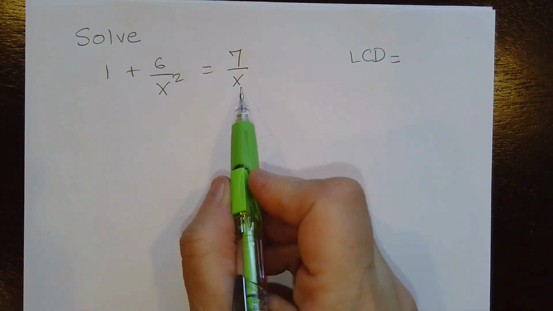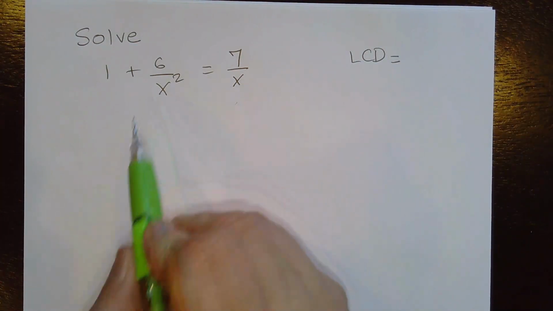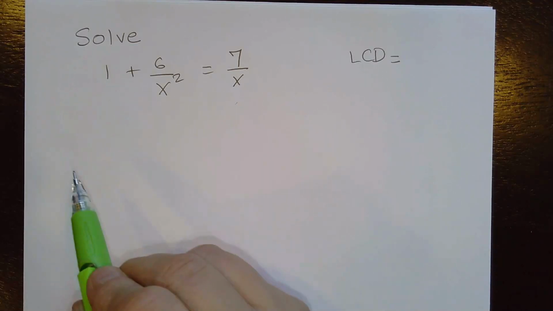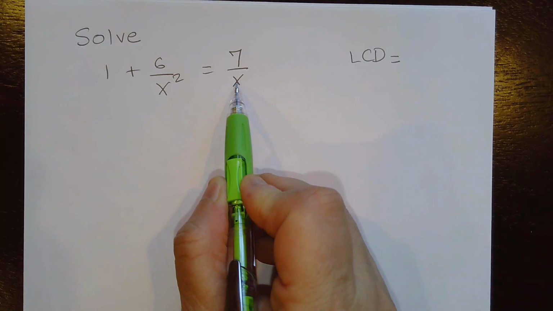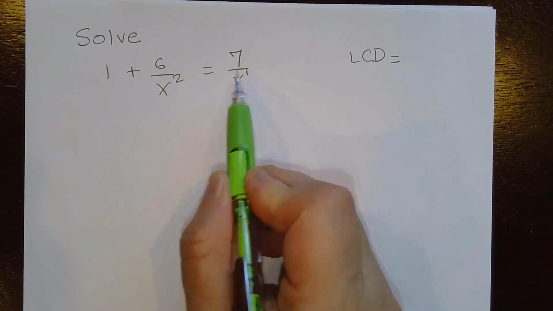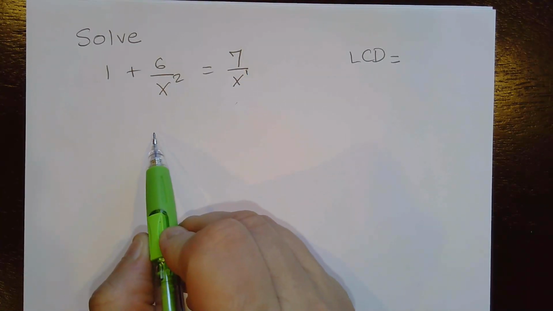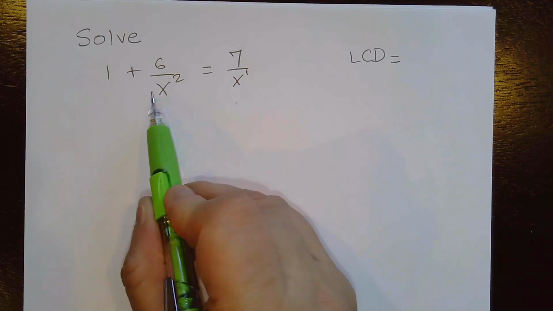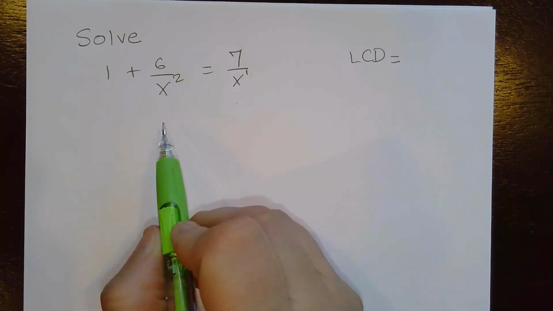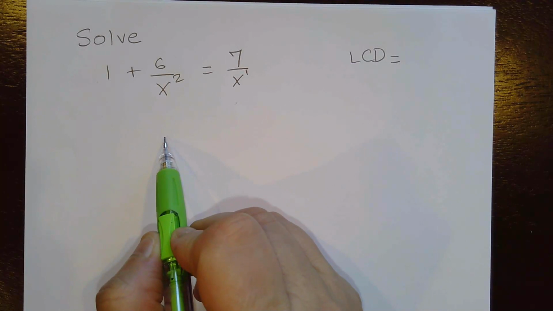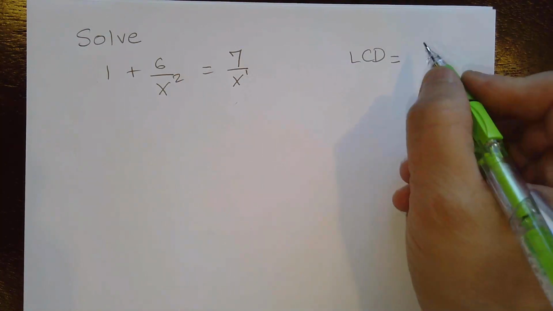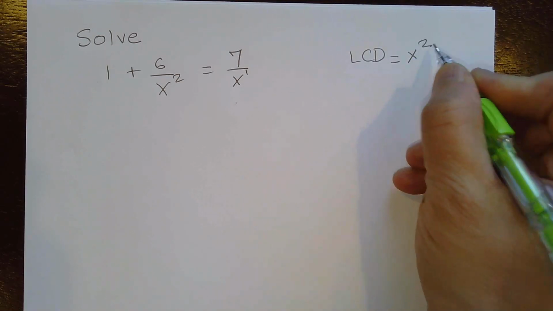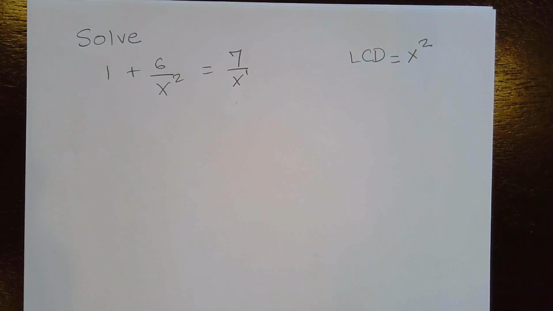Now here we have x and x squared in the denominator. This is just 1. x squared and x have the common factor x. This one has a power of 1, this one has a power of 2. Now, the common factor with the greatest power would have to be the LCD. So since this one has a power of 2, the LCD is x squared. Again, we select the common factor with the greatest power.